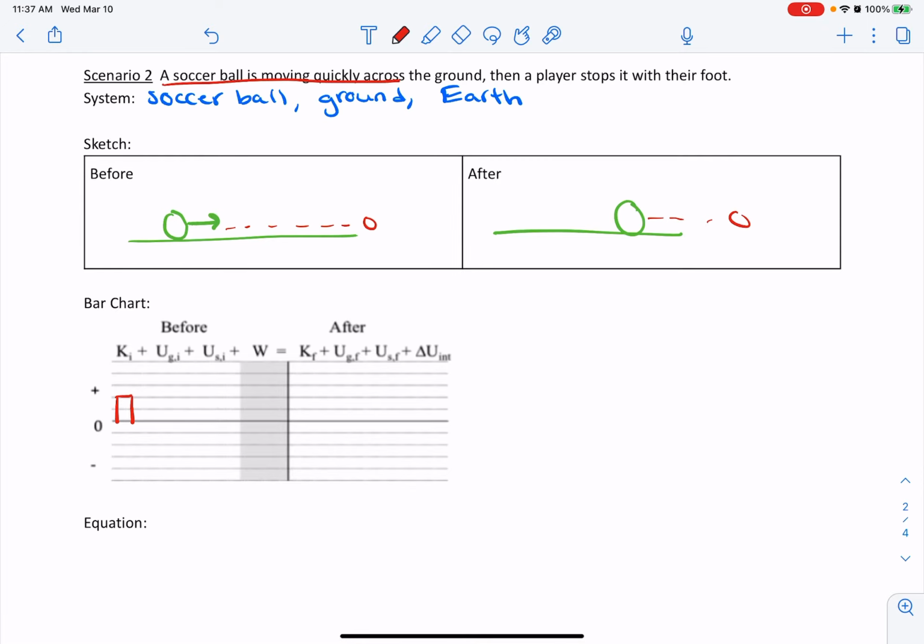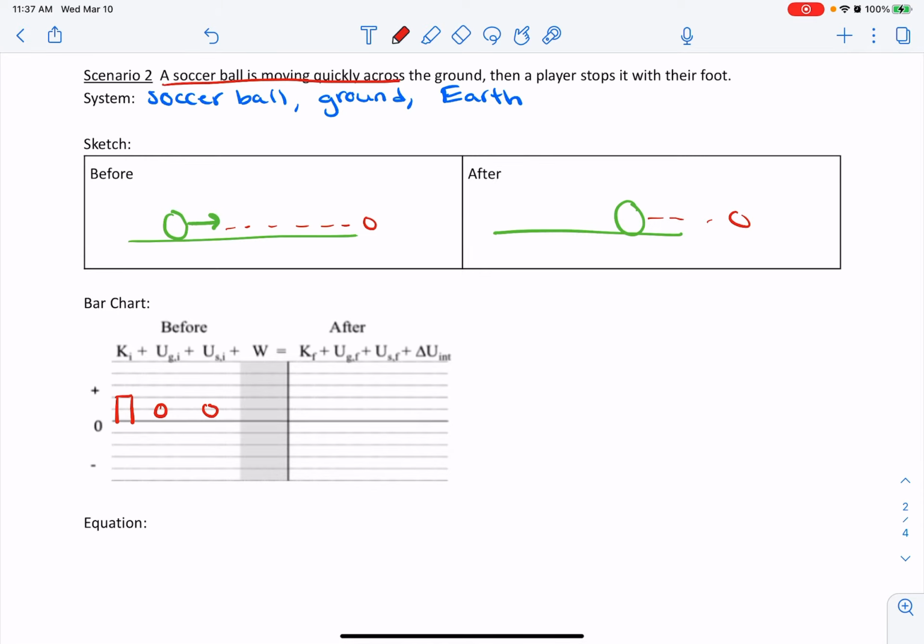Now, does it have gravitational? Again, it doesn't say anything about hills, doesn't move up or down. And I made my 0 reference point as just that same lowest point. So I'm going to say no, there's no gravitational. Is there elastic? Well, elastic would need some sort of spring or rubber band. We don't have anything like that. So I'm going to say 0. I'm skipping work for now.